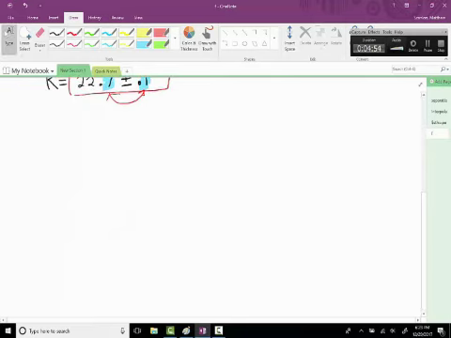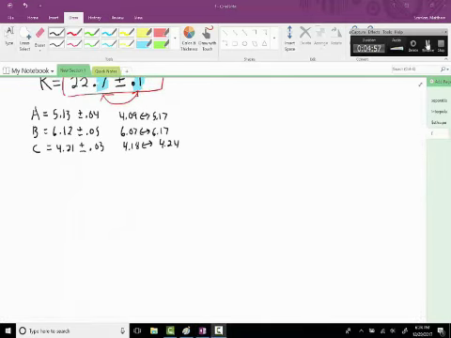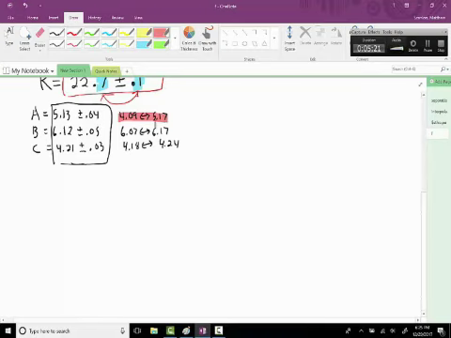Okay, let's do multiplication and division. So here we go. I have set up a set of three numbers, 5.13 plus or minus 0.04, which means a range of 5.09 to 5.17. That's where, when we make the measurement of this value, we expect to be between these two numbers 95% of the time. Same here, 6.12 plus or minus 0.05 gives us 6.07 to 6.17, and 4.21 plus or minus 0.03 gives us 4.18 to 4.24.